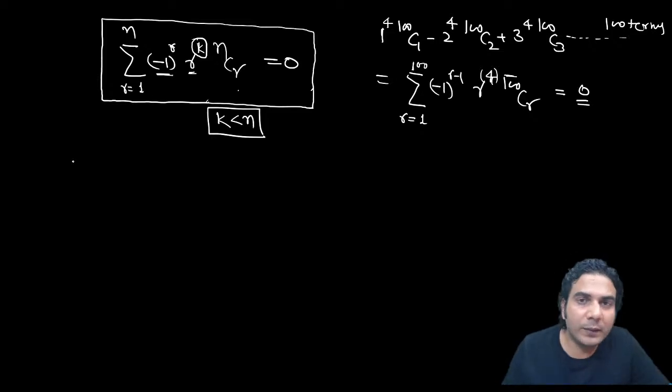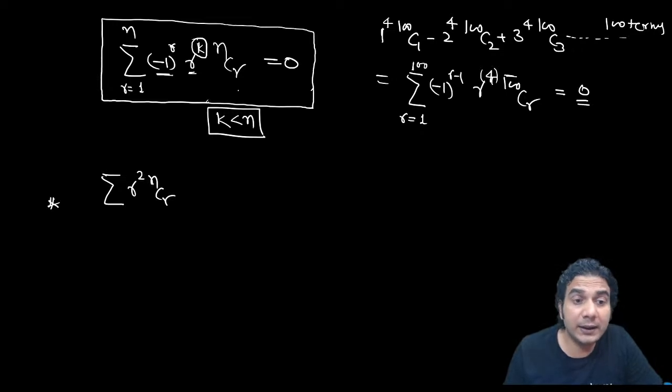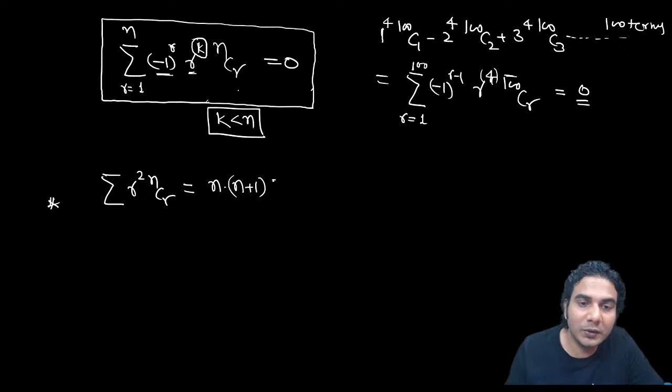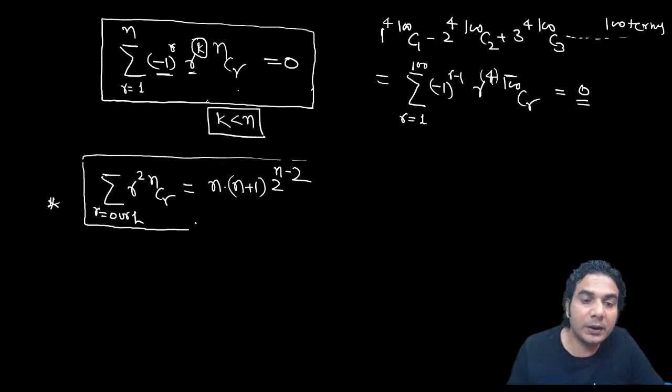This and one more result, and then we will start our practice session. One more result is this: sigma of r square nCr. This is again a point which you need to remember. So how to solve it? First I'll write the result. Result of this is n into n plus 1 into 2 raised to n minus 2. r you can start from 0 or 1, same thing, because first term is 0 if you put r equal to 0.